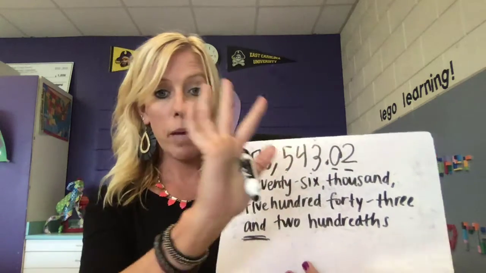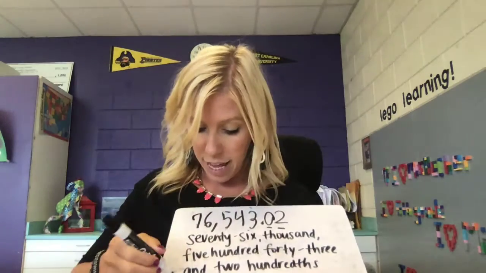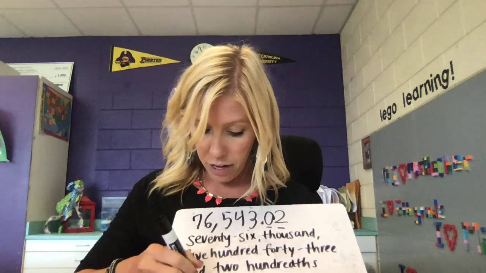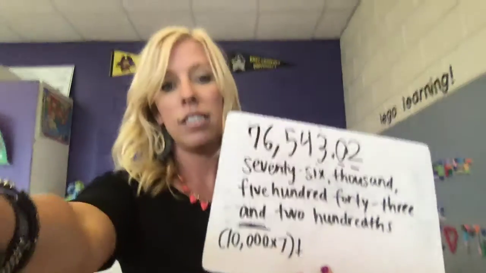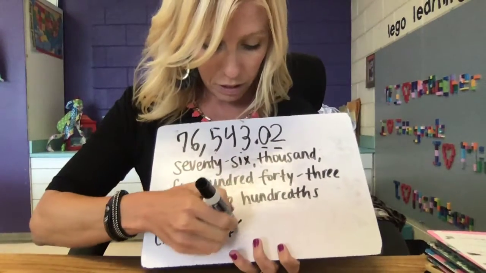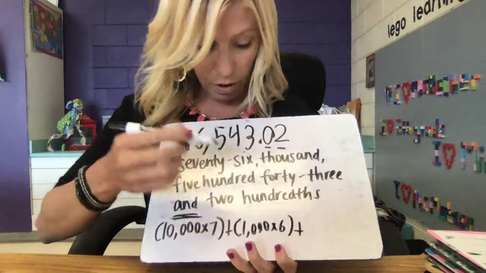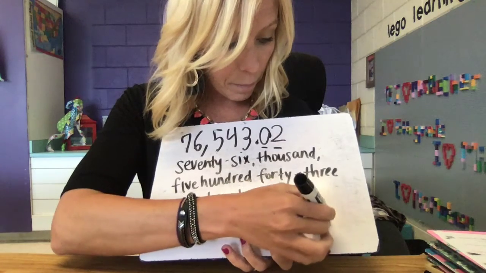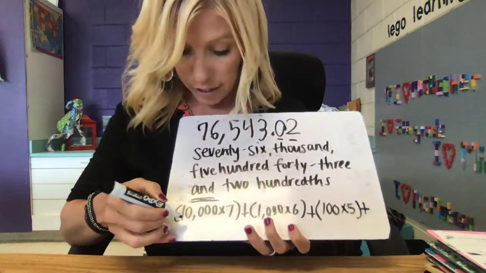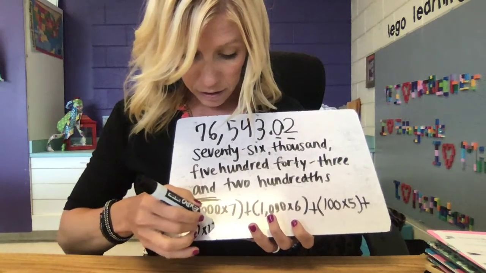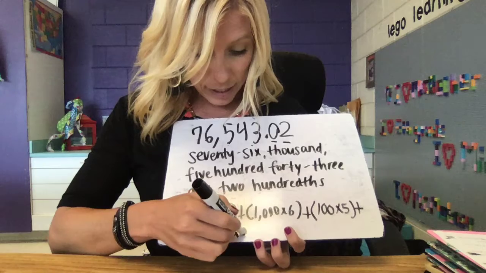All right, expanded notation, same thing. We have our 7 in the 10,000s. Let's see if we can fit all this on here. Our 6 is in the thousands. Let's see if I can do this. There we go. 1,000 times 6. We have a 5 in our hundreds. 4 in our tens. Y'all can still see. Three in our ones place.